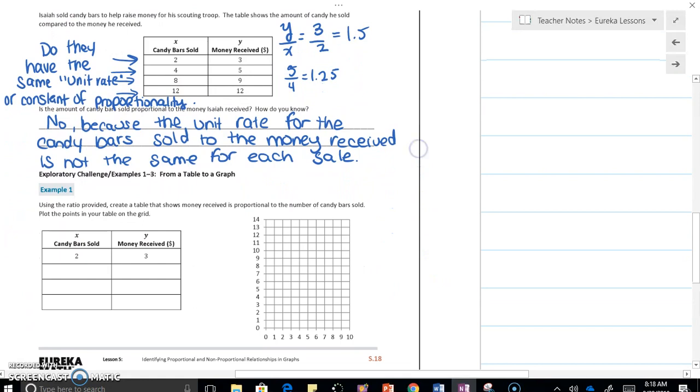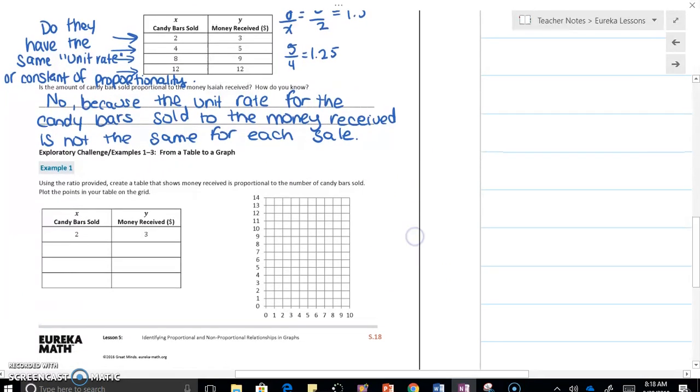So let's remember that, y divided by x. But there are also some characteristics that you might want to be able to examine to determine if a graph is proportional. So let's say, using the ratio provided, create a table that shows money received is proportional to the number of candy bars sold. Plot the points in your table on the grid.